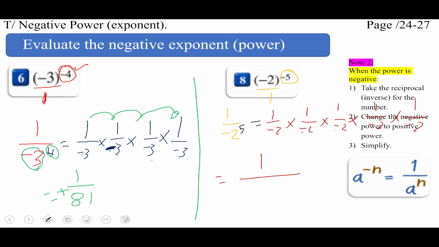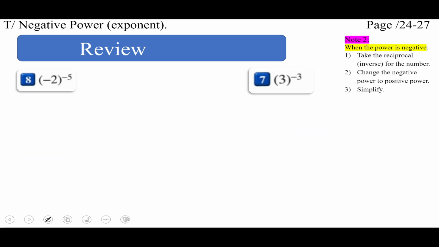2 times 2 times 2 times 2 times 2, it's going to be 32. How about the sign? Our base in here is -2, so we need to look at this power. We studied this one: -2 to the power of 5. Our base is -2, so we need to look at the exponent. Is it even or odd? 5 is an odd number, so it's going to be negative.